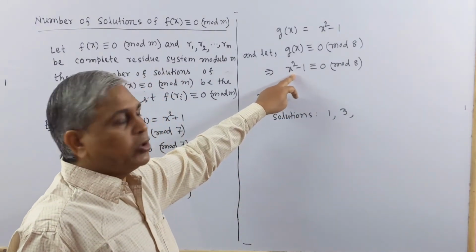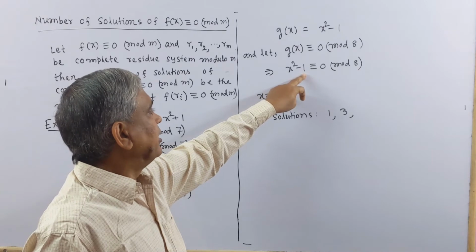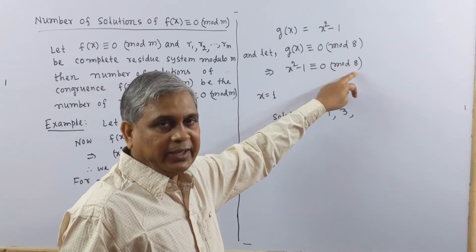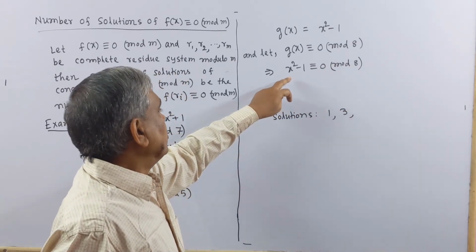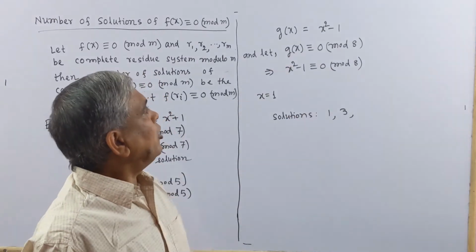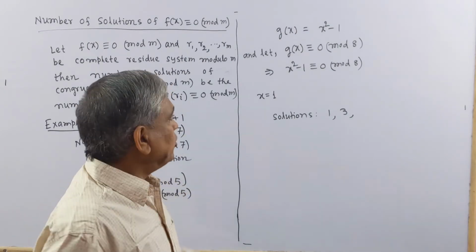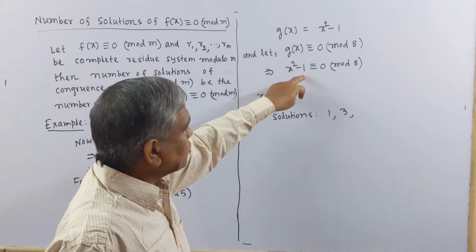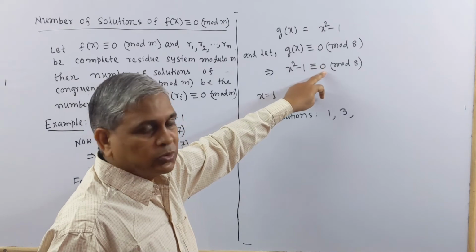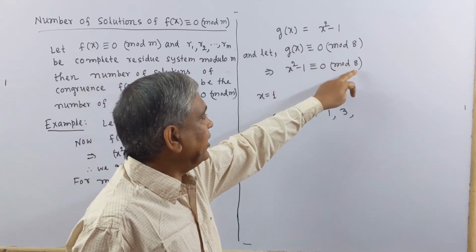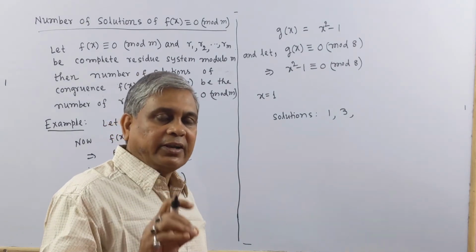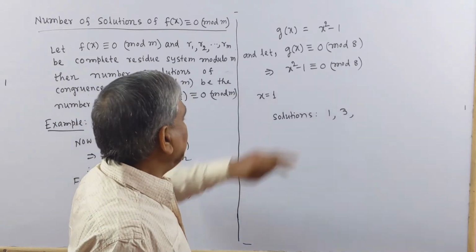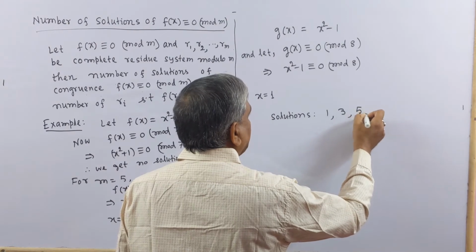Now, we take 4. 4 square, 16 minus 1, 15 minus 0 means 15 is not divisible by 8. Therefore, 4 is not a solution of this congruence. Now we put x equal to 5. 5 square means 25 minus 1, 24 minus 0, 24 is divisible by 8. That means it gives remainder 0. Therefore, 5 is a solution of this congruence.